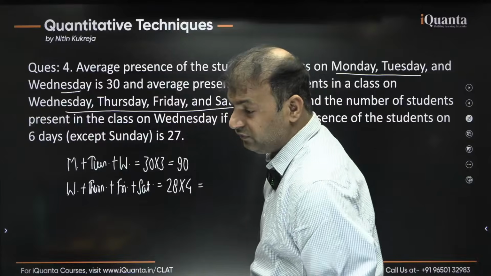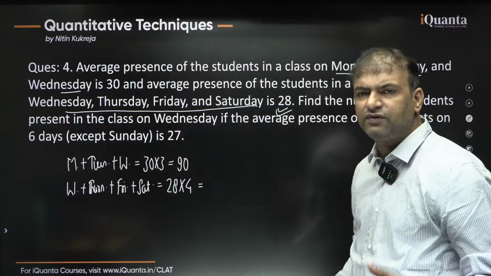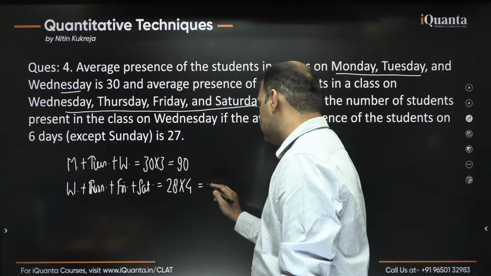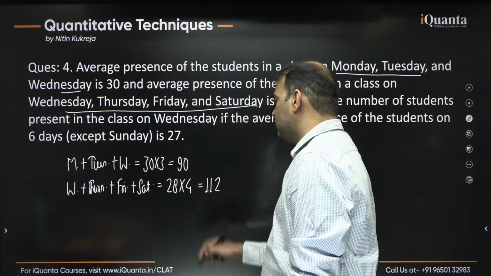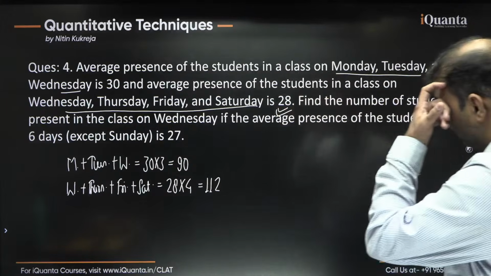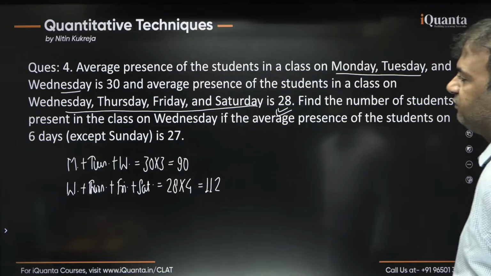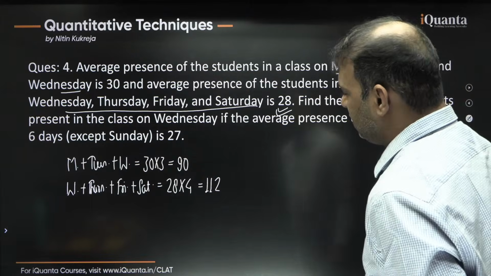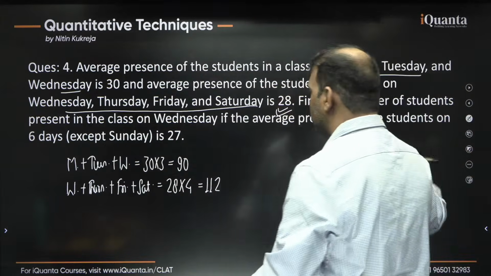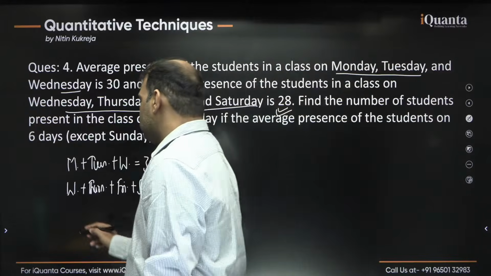Now, what is 28 times 4, guys? 28 times 2 is 56, 56 times 2 is 112. So this is how we can find the sum of the presence of these 4 days, which is 112, right? Now guys, let's find out the presence on Wednesday, but we have one more average, on all the 6 days. So let's use that also.